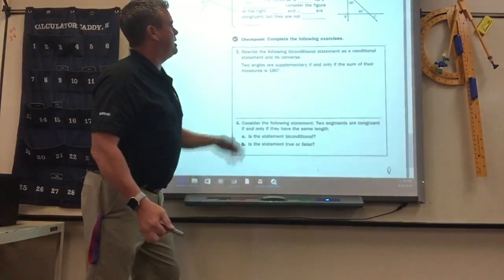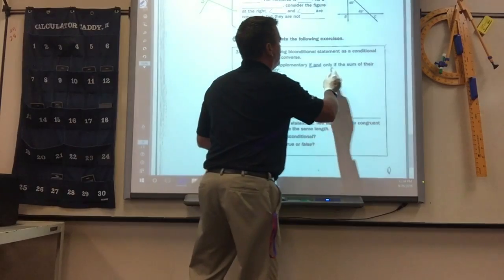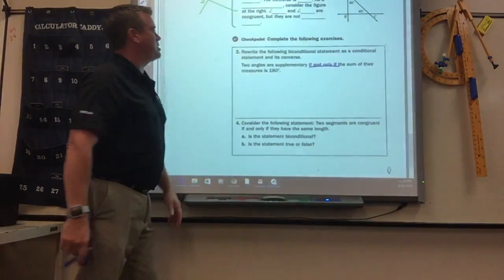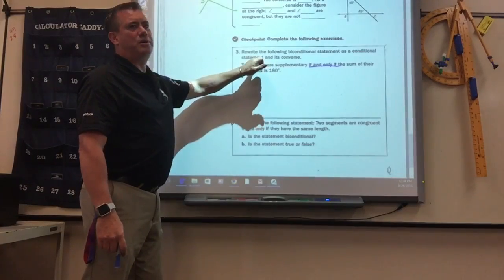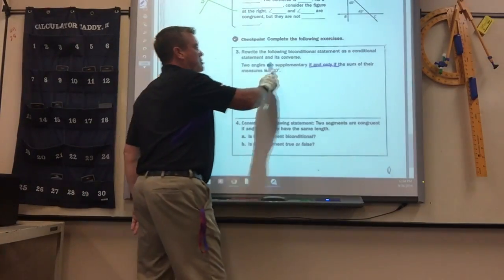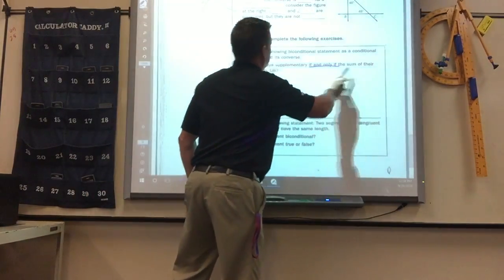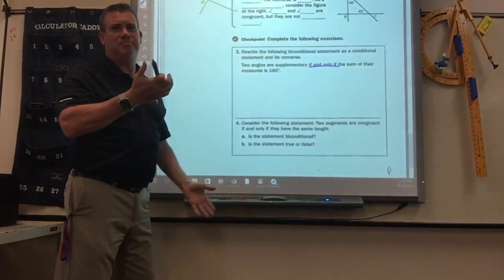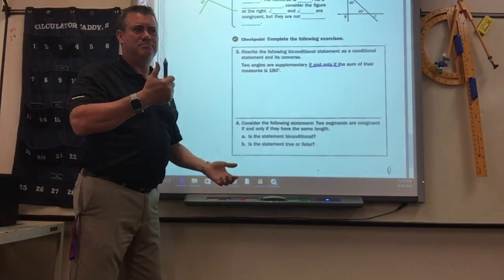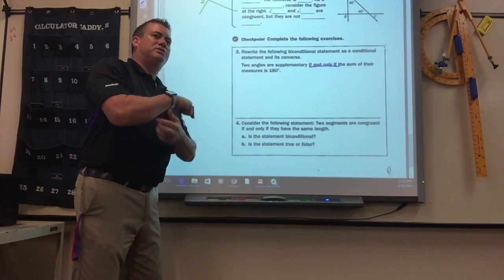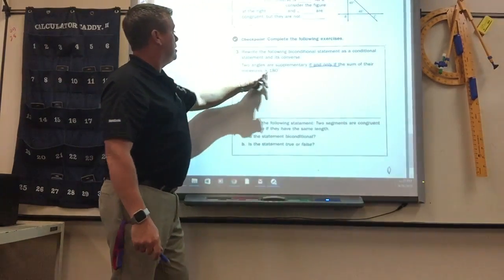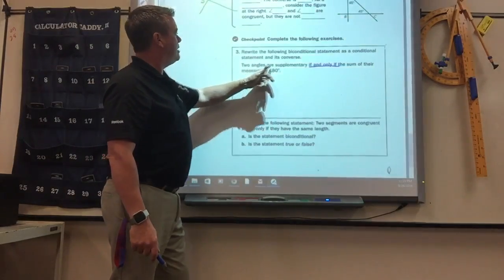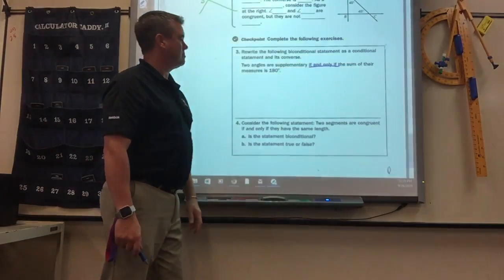So here they've written it out. Two angles are supplementary if and only if the sum of their measures is 180. The way you'd write it as a conditional, like we did before, you'd say if two angles are supplementary, then the sum of their measures is 180. You guys know how to do that by now, right? The converse is you switch it. If the sum of two angles is 180, then they are supplementary.